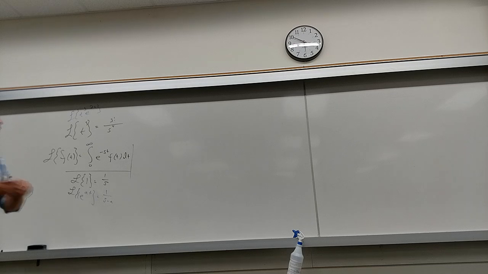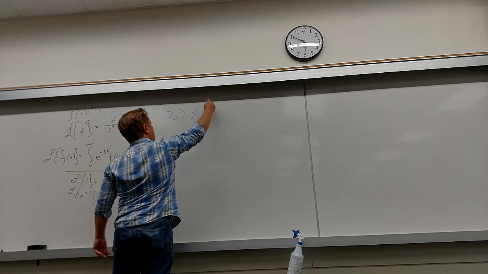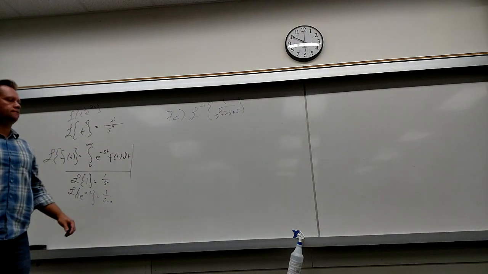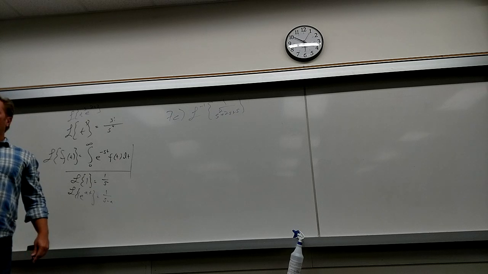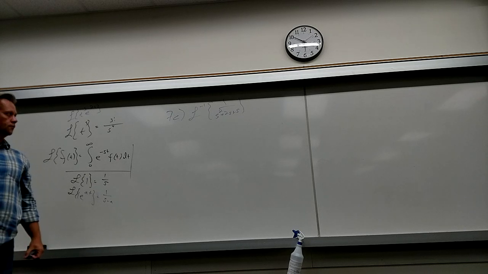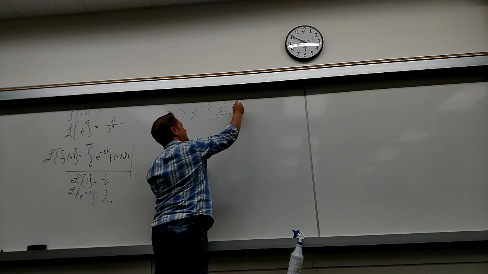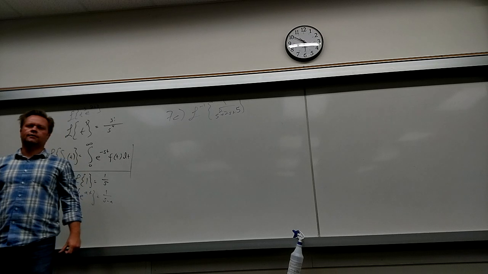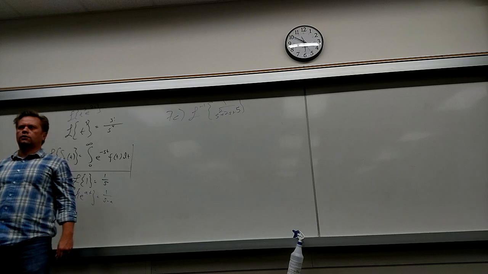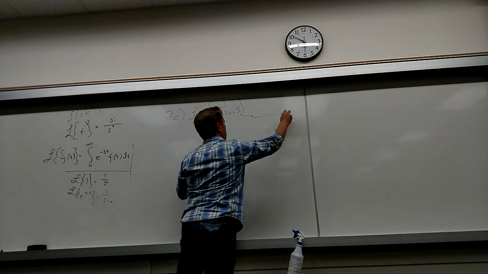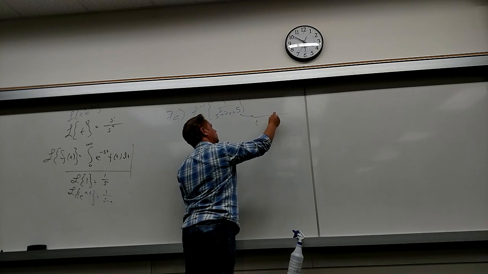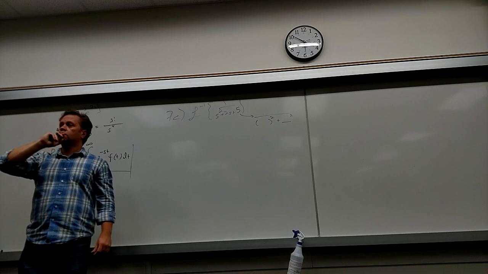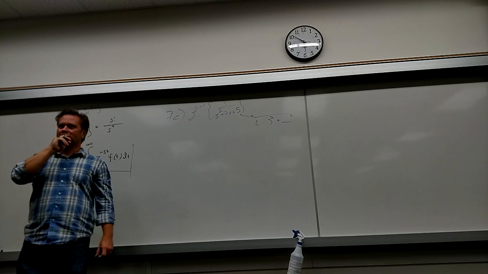So let's see. If you haven't tried 7c out yet, what was it? s squared plus 2s plus 5.